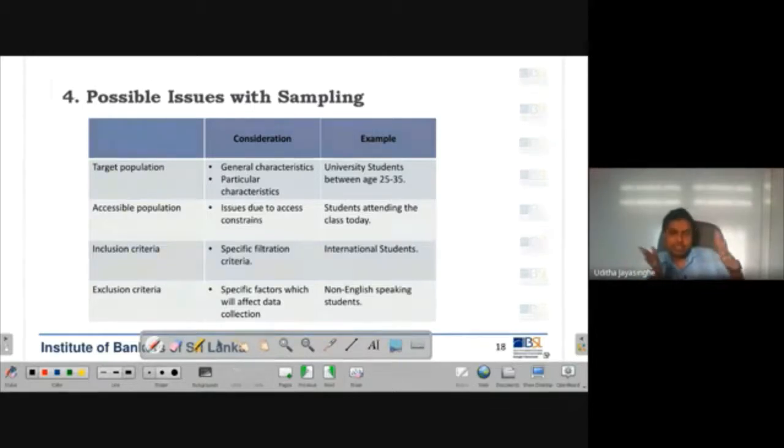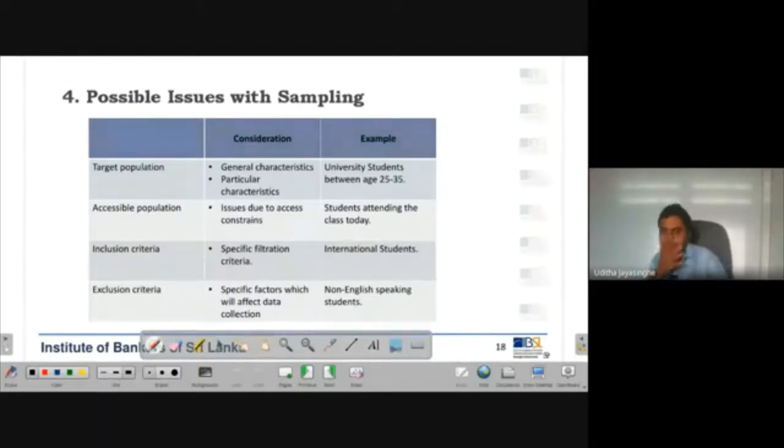Now look at my sample. I go to the university, go to a particular class, and filter them by age 25 to 35. But there may be some students who attend the university but not on the day that I went. Fine. Then I focus on a particular set of students. I don't want the local students. I will only focus on international students. That's another set of criteria I can filter on. And depending on practical issues, I may have exclusion criteria also, where the non-English speaking students will be taken away. Now those 20 students or 25 or 15 students are going to be my sample.